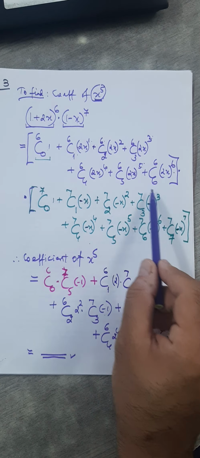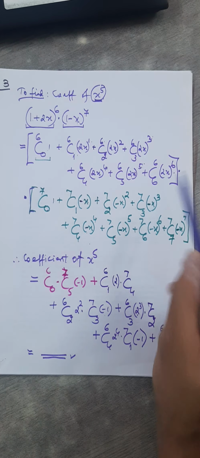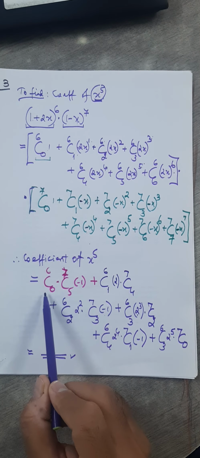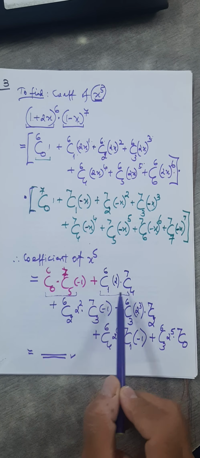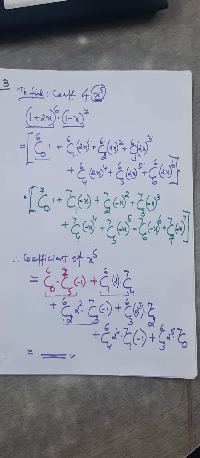If x raised to 6 is multiplied with any one of these, you will always get x raised to 6 or a higher power. So no need to consider this. Now the question is, you simplify this, here your minus sign, remember. Here also your minus. Simplify, so you'll get the answer.